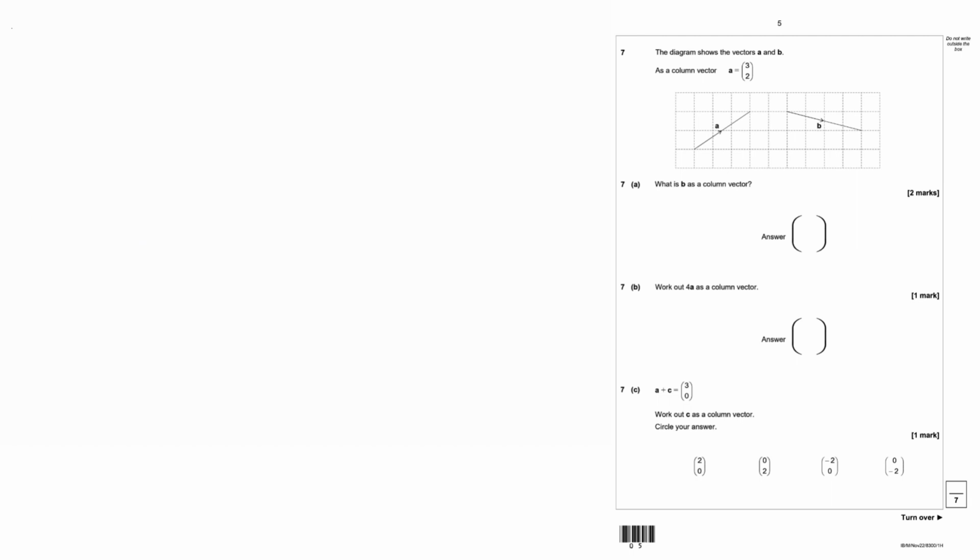So moving on to question 7, we are shown 2 vectors A and B, and for part A we want to know what B is as a column vector. So we can see A written as a column vector here. So the column vector just means the numbers are on top of each other. So the first number is the x coordinate and the second number below is the y coordinate.